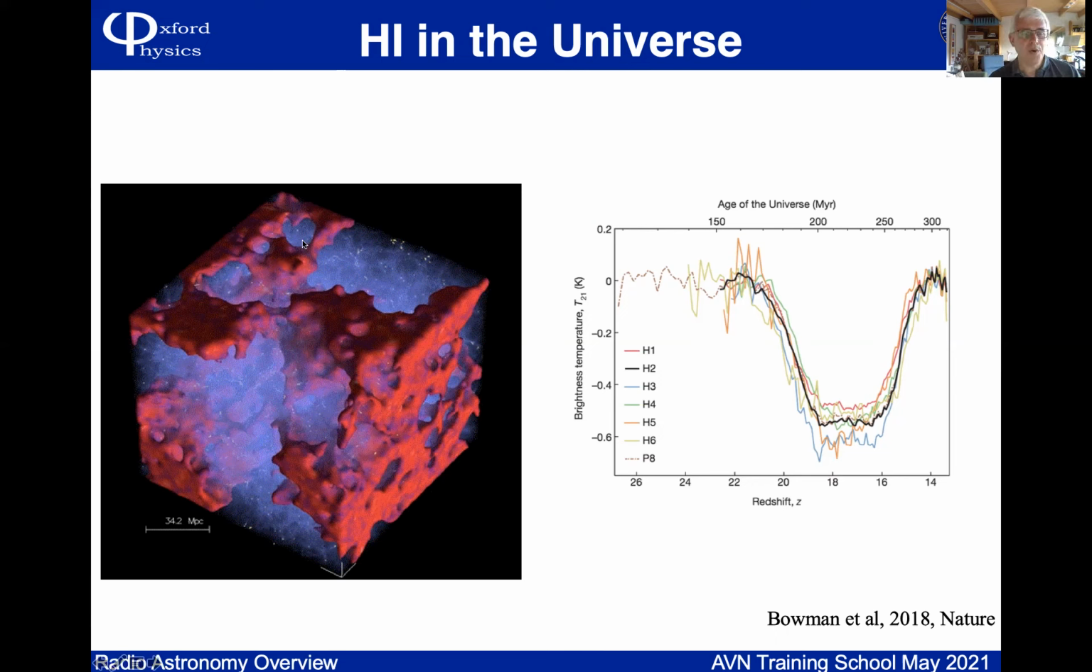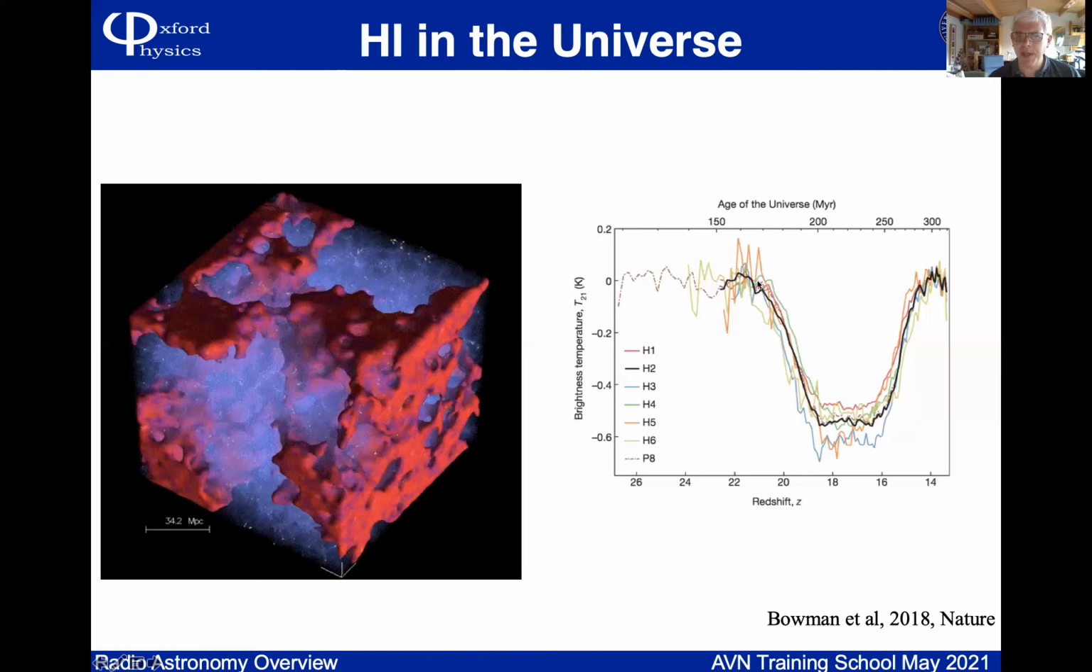And so with telescopes like the SKA, SKA-Low particularly, you can imagine observing this structure and distinguishing between the neutral hydrogen and the ionized hydrogen, and just seeing if it really does have this structure, which is what we see in these simulations.